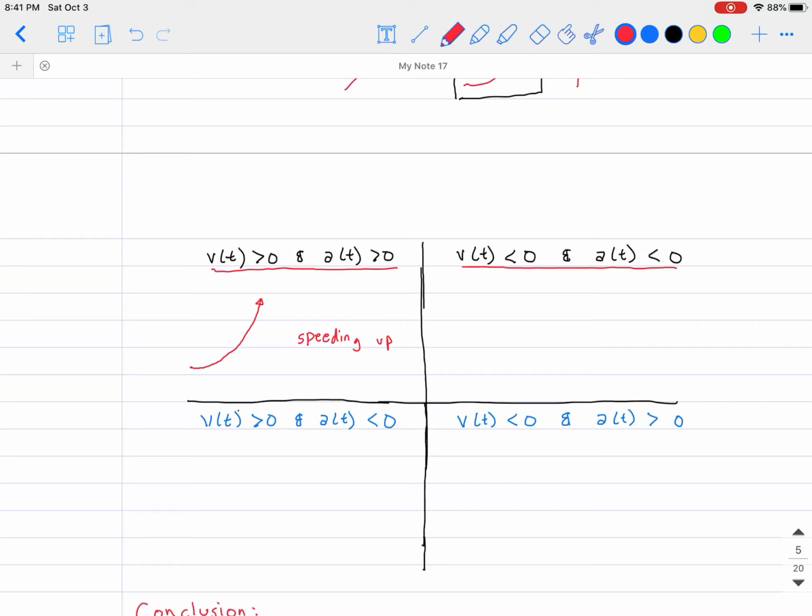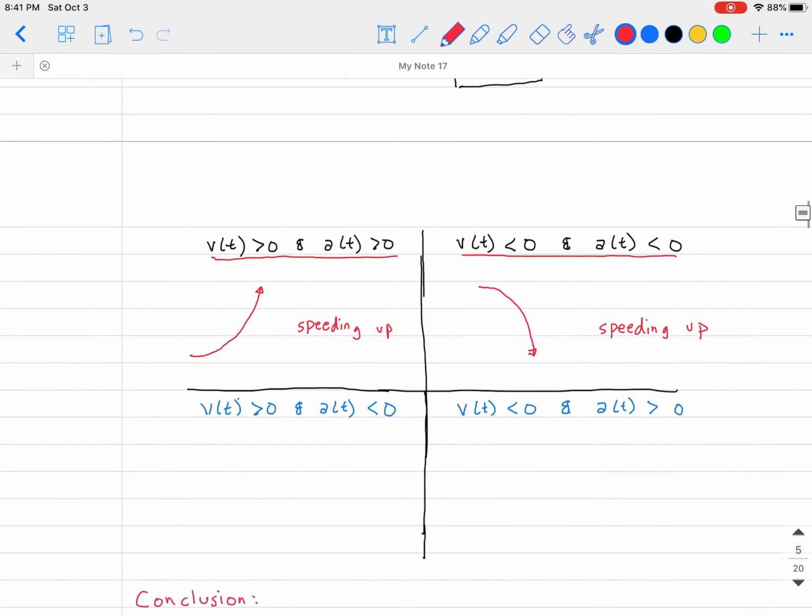In the second case, your velocity is negative and your acceleration is negative. Going by what we have in the first case, your graph is probably going to be doing something like this. It's just the opposite of the first graph. Still, you are speeding up, but you're speeding up going in the opposite direction, because you're going downward really, really fast.